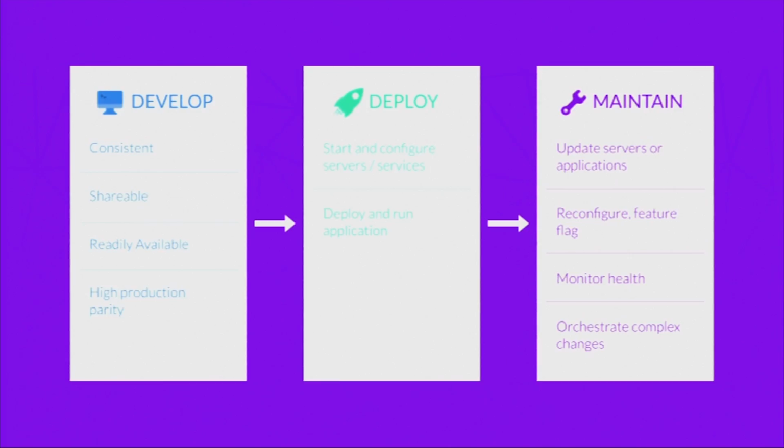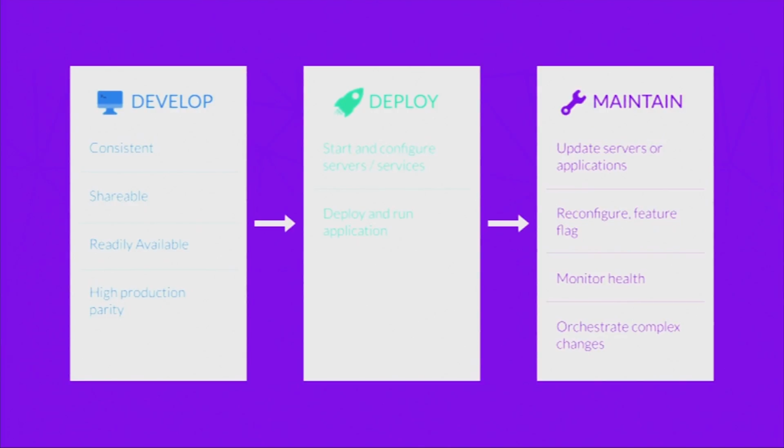Well, you really can't see that green. Terrible projectors. I'll read it for you, don't worry. So if we break the application lifecycle down into three steps: development, deployment, and then maintenance after it's in production. We have development, which needs to be consistent, shareable, readily available, and have as much parity with production as possible.